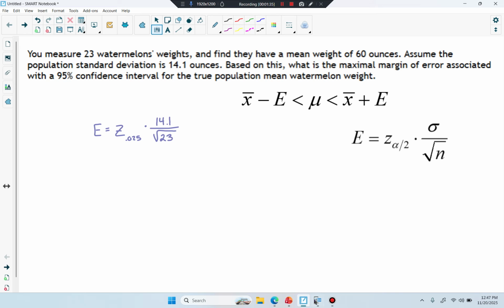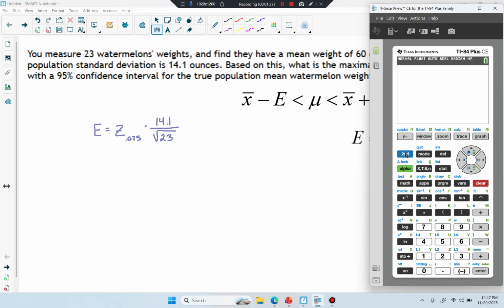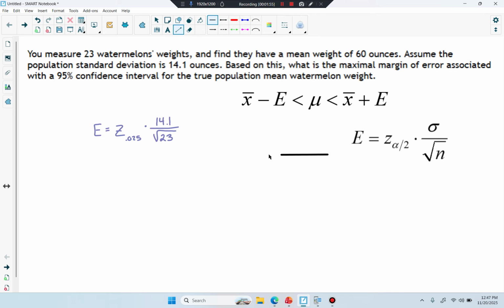So I can find this z value by using the distributions menu, going to inverse normal. I'm going to assume you don't have the left, center, right option here. If you do, that doesn't really change anything. The area I'm looking for is the area to the left of that value. If I were to draw a quick normal curve, I'm looking for the positive z that cuts off the middle 95%, or 0.95.